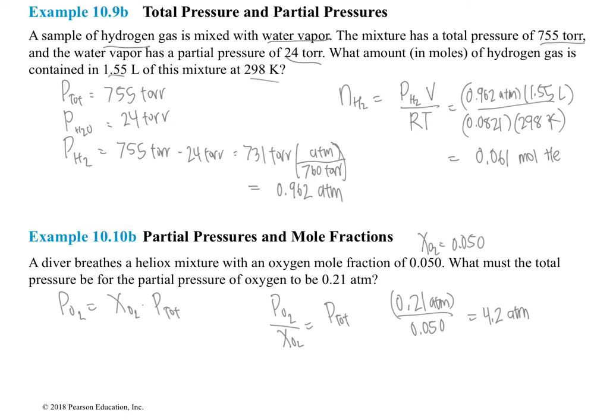So I know the total pressure and the water pressure, so I can find the hydrogen pressure by subtracting the two. And then I converted those to atmospheres, so I'm in the right units.